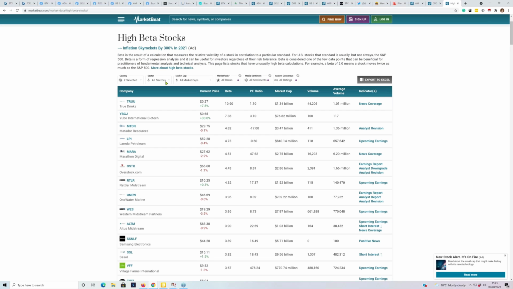Anyway, so you can filter by sector. You can also look at market cap, and those that you have to pay for: the ranks, the sentiment, and the ratings. I have to say I'm very strongly minded to subscribe to MarketBeat, because I think the presentation of data is fantastic. The one criterion we have decided on, or that I've suggested you decide on, when you're selecting, is the volume.